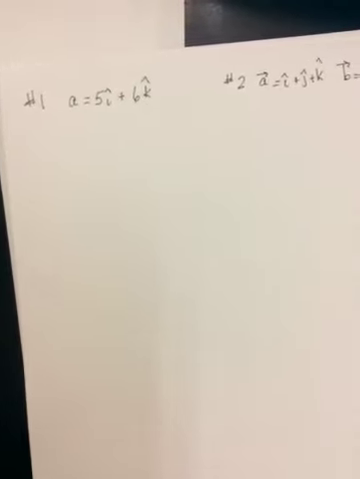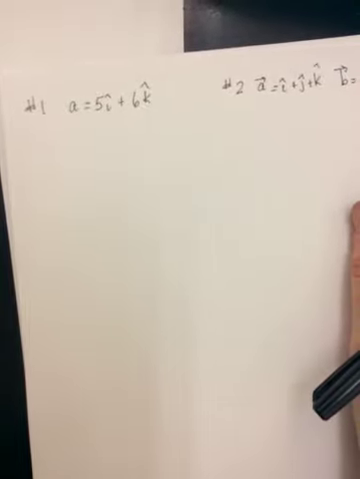Okay, so let's take a look at your homework. Hopefully it wasn't too bad. Number 1 says, write the components for any vector that would be parallel to vector A.